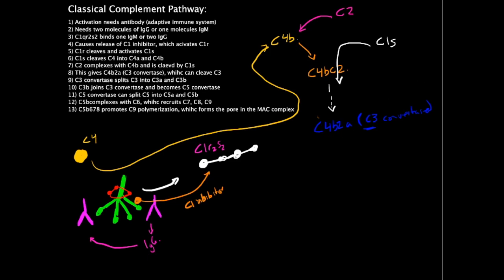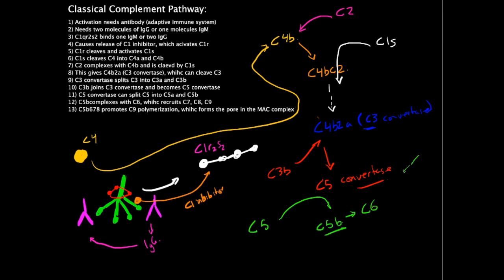This can now complex with C3B, so C3B, after it's been cleaved by C3 convertase, will come in and join. That will yield C5 convertase. Now remember what C5 convertase does is it takes C5 and turns it into C5A and C5B. We're interested in C5B here because it complexes with C6, which recruits C7, C8, and C9.